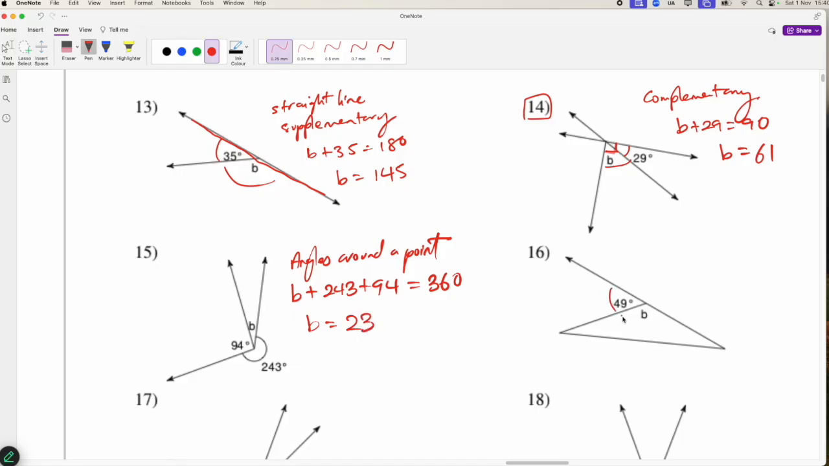This one here is a straight line, so it'll be supplementary. Supplementary means that B plus 49 is 180. So what is B here? 131.